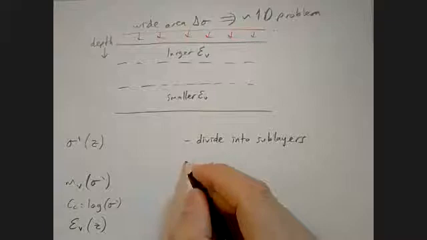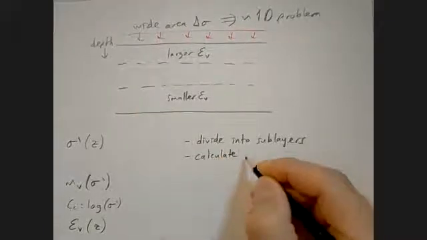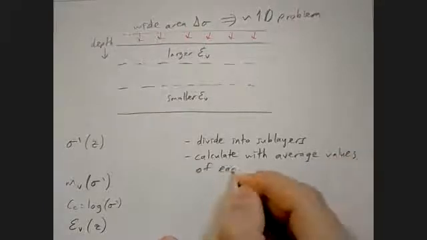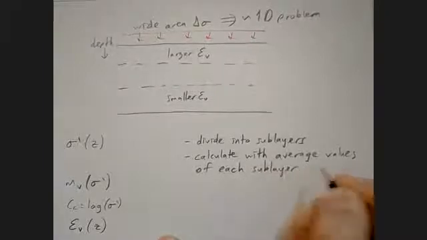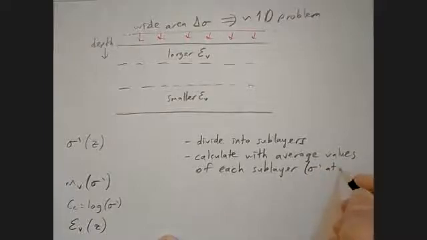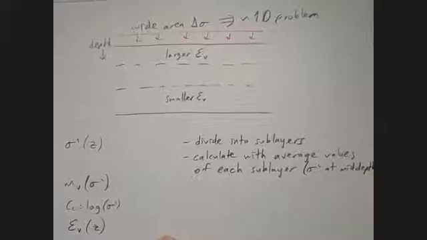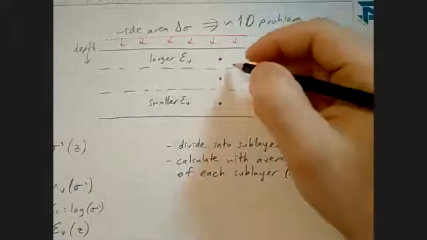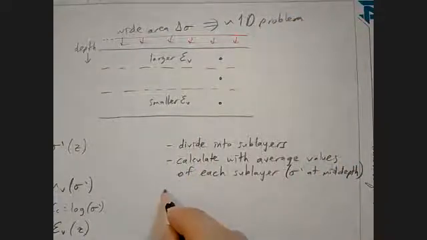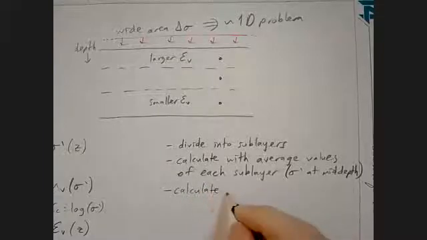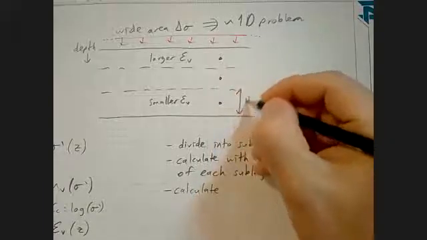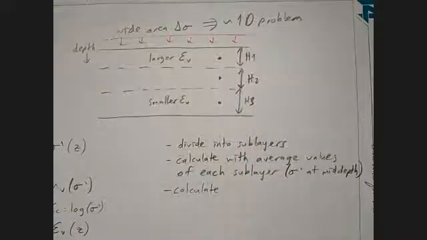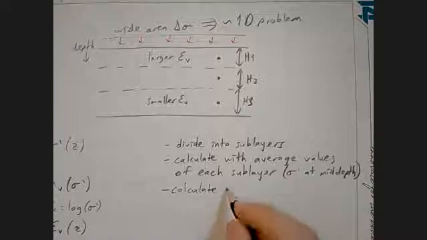then calculate with average values of each sublayer. So stress at mid depth of each layer. So that means you calculate here, you calculate here, you calculate here. And then calculate for each layer. Let's call them H1, H2, H3, starting from the top.